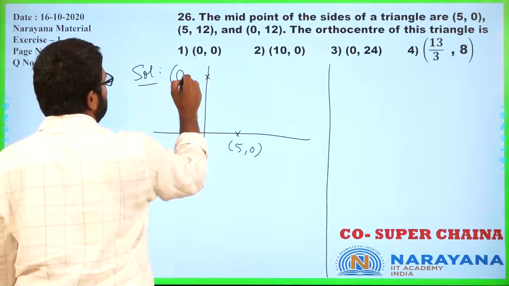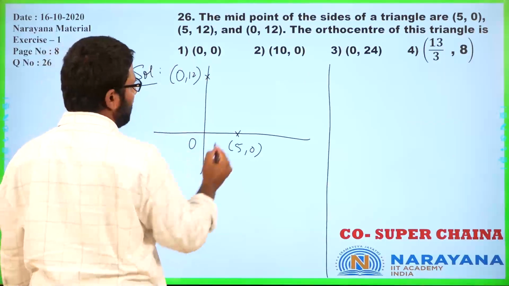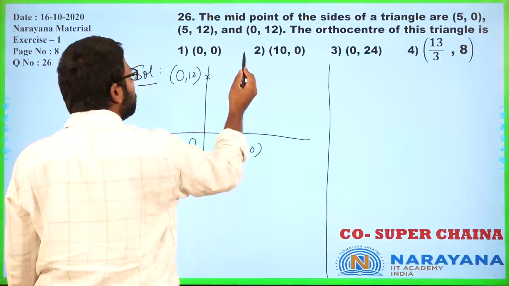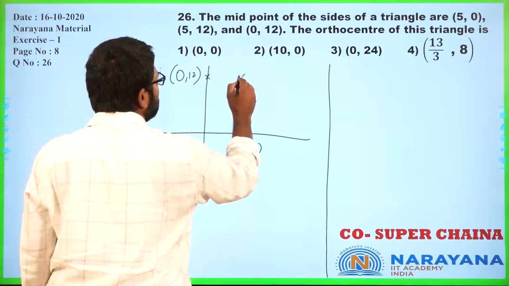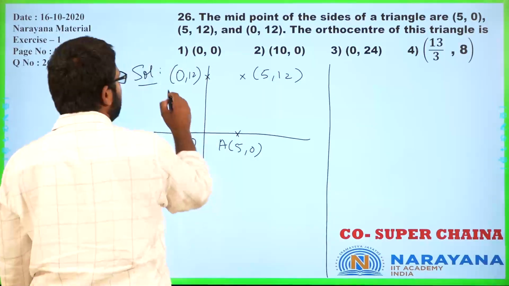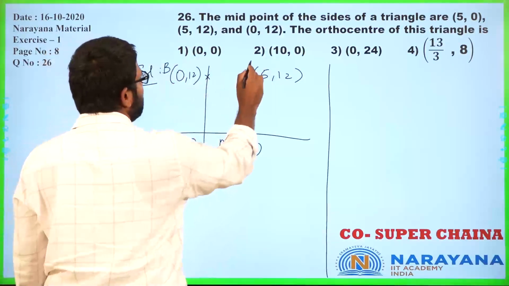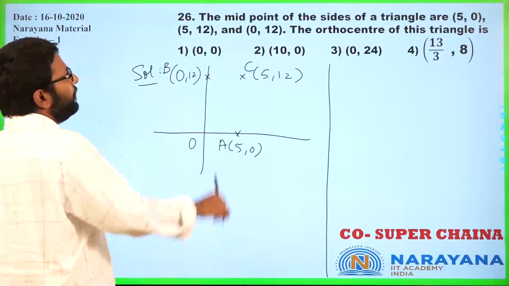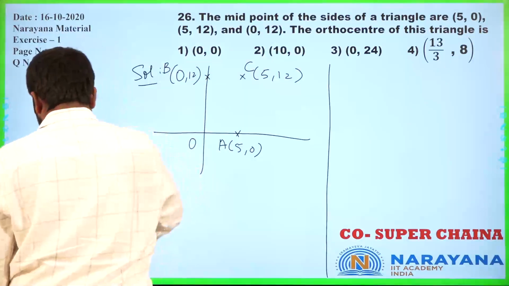So write (0, 12) and there is a point (5, 12). So clearly (5, 12) will be exactly above 5, exactly to the right side of 12. Let us label them point A, B and C, right? Now we need to find the orthocenter of this triangle.